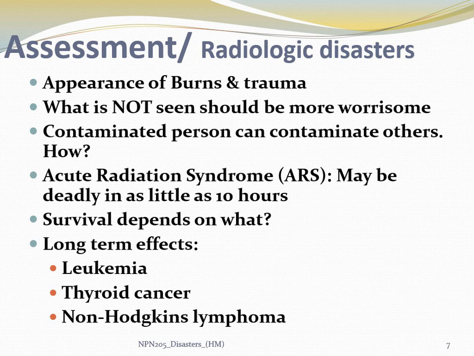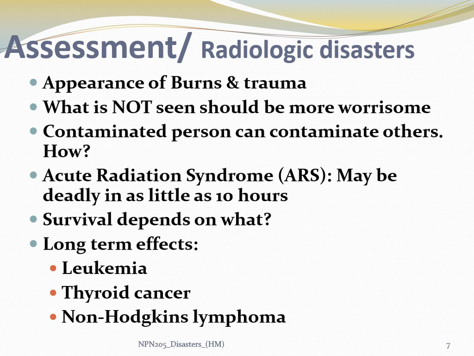Okay. Then we move on to assessment. So assessment of radiologic disasters. We need to assess the patient for the appearance of the burns and trauma. What is not seen should be more worrisome, because that's the radiation that we can't see. All right, the contaminated person can contaminate others. Now, how is this done? They can contaminate others via blood, sweat, urine, feces, so body fluids. So you need to be real cautious about that.